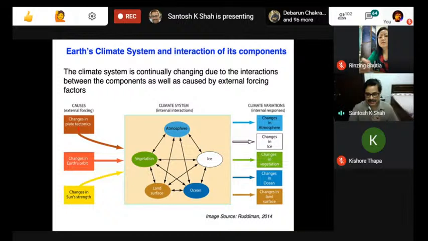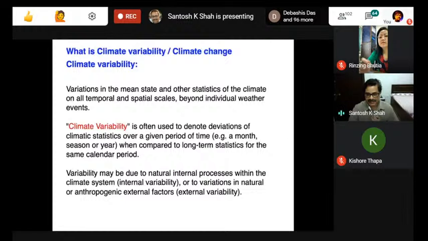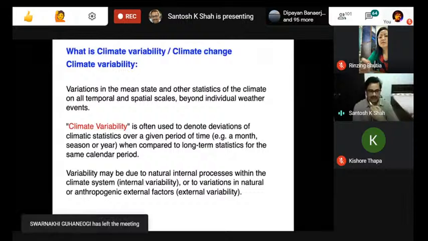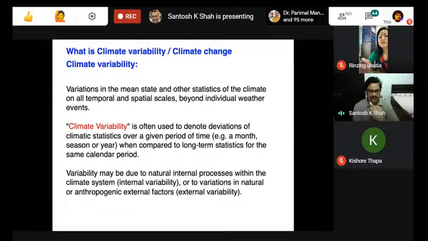Sometimes we also learn the term climate variability. It is always better to understand what is climate variability and what is climate change. Climate variability is a variation in the state of the climate at scales beyond individual weather events. It is often used to denote deviation in climate statistics over a given period of time, like a month, season, or year, like summer season, winter season, rainy season.